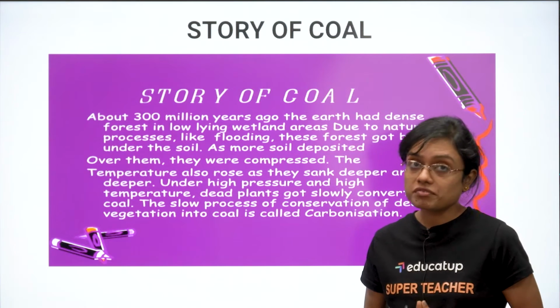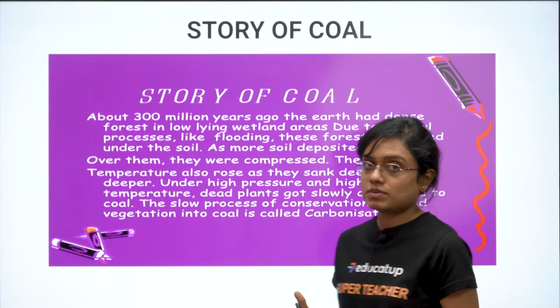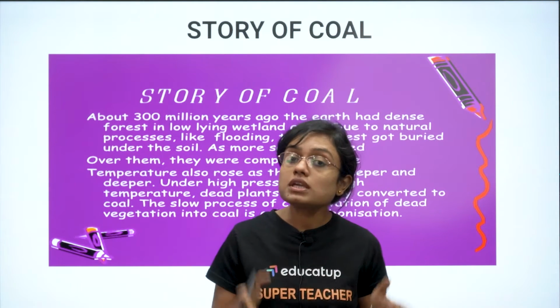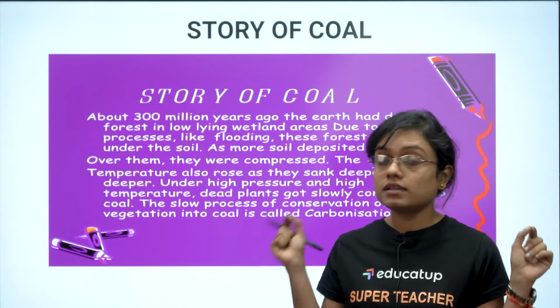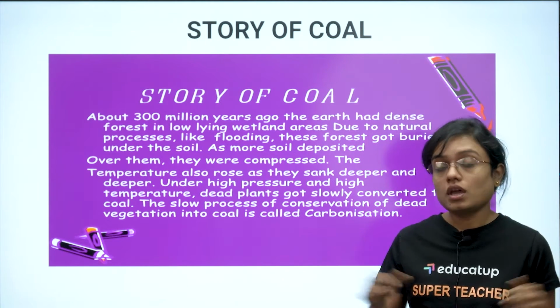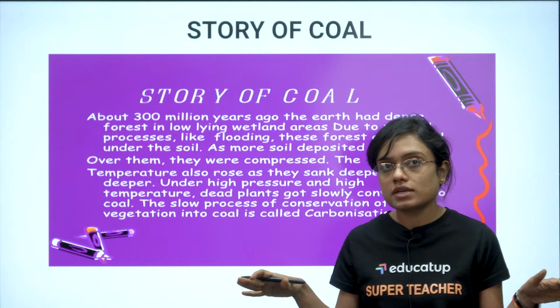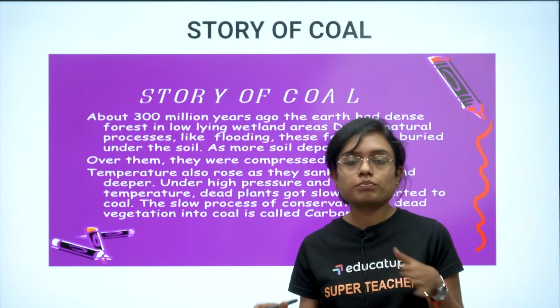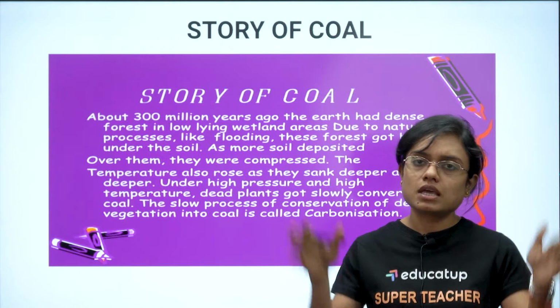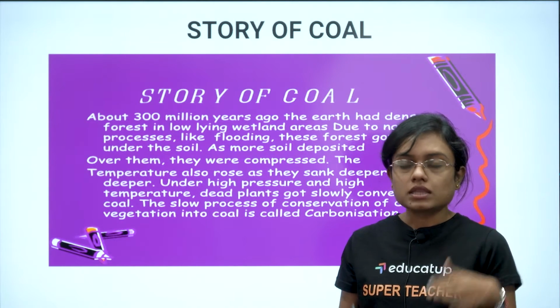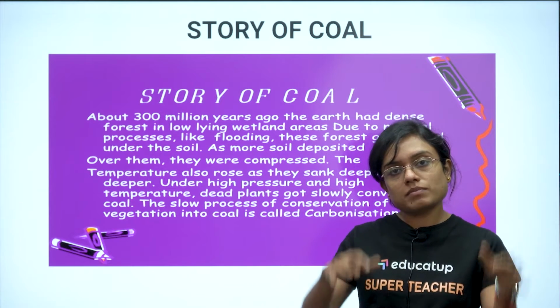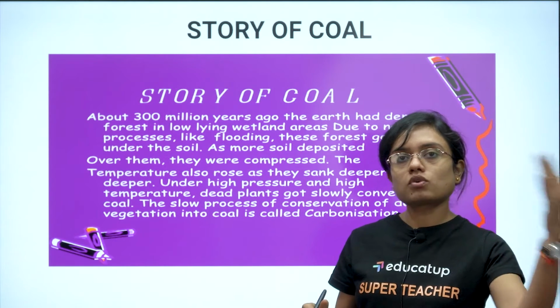Now, story of coal, that means how coal has been formed. Now, about 300 million years ago, just imagine, the earth had dense forest in the low-lying areas. Now, because of natural calamities, these forests were dumped and they were covered with the soil. Now, as the time was passing by, they were being covered more and more by the soil.